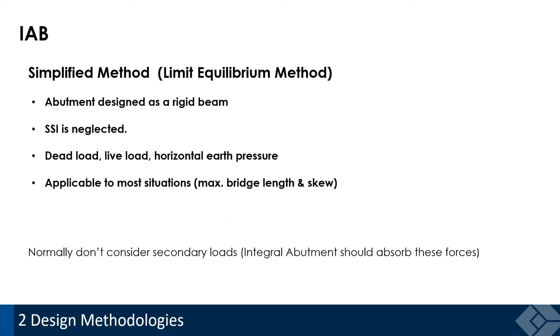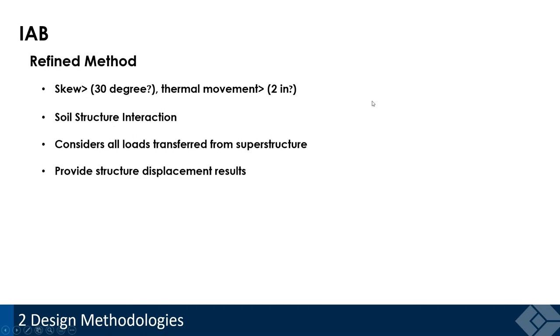But this method has some limitations. For integral abutment, there is a limitation for the maximum skew and the maximum bridge length. The limitations are mostly state specified. So when the skew of the bridge is greater than 30 degrees or 35 degrees, or the movement is greater than 2 inches or another limit, in this case soil structure interaction is warranted.